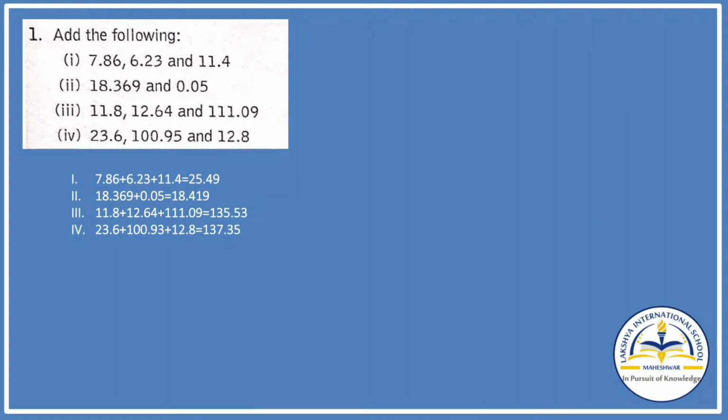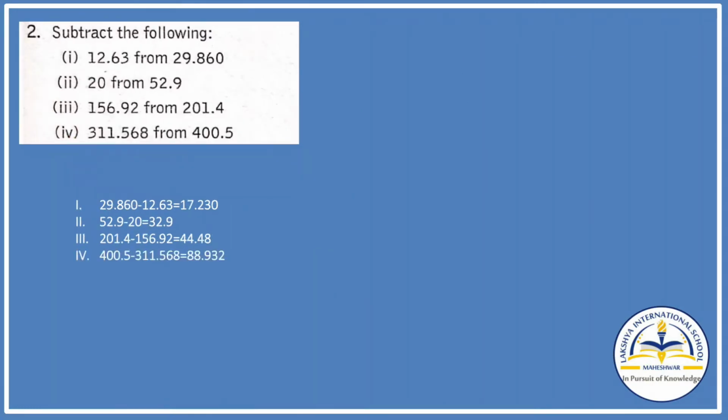Now we will solve question number 2, that is 18.369, that means plus 0.05, 9 as it is. Now 11, 4, 1, 8. 18.419 is the answer. Now you have to solve questions number 3 and 4 in the same manner.